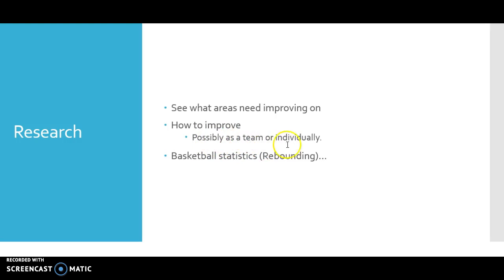So like I said, team or individually. Related to basketball, we want to look at professionals and see how they rebound, and maybe copy their technique. So then yeah, basketball statistics as well. So looking at different statistics in the game and comparing them from a professional level to a standard level.